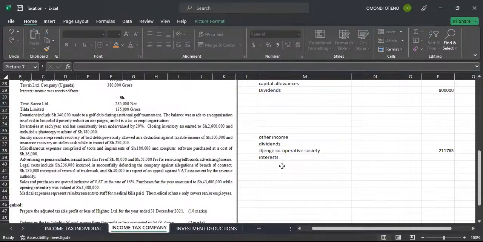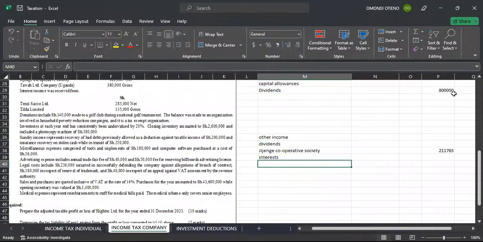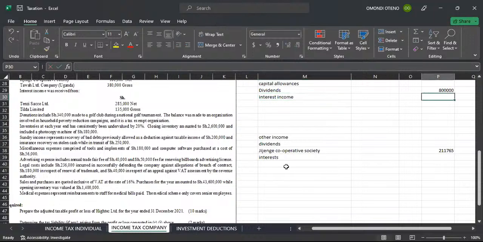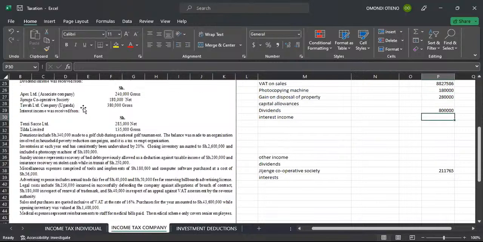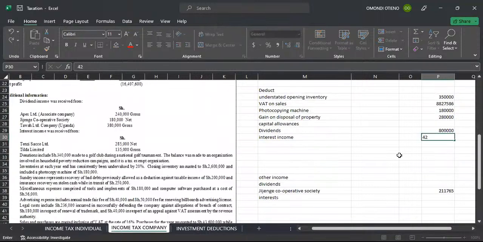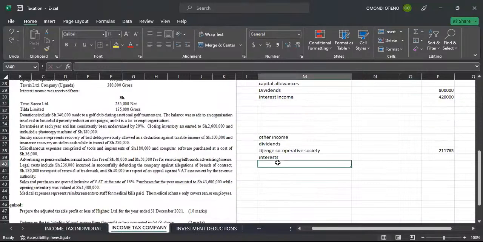This one here is given at gross. So we just add back that gross value because we subtracted it up there. Interest income, we subtract all of it, and then we add back what is supposed to be added. So the interest income given to us, the total value is 420,000. Inside this 420,000, which we've subtracted, we now need to add back what was received from Tenzi Sacco and also Tilda Limited.